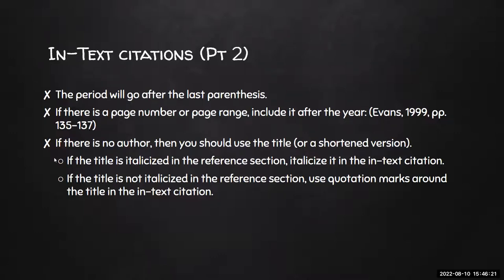If there is no author, then you will just use a shortened version of the title. One key point: if the title is italicized in your reference section, then you will italicize it in the in-text citation. If the title is not italicized in the reference section, then you will use quotation marks around the title in the in-text citation.